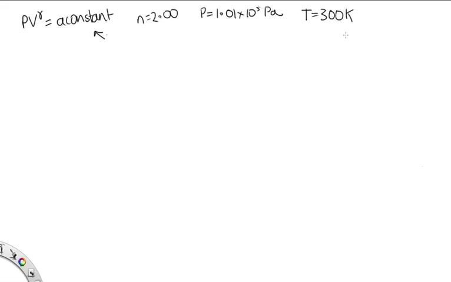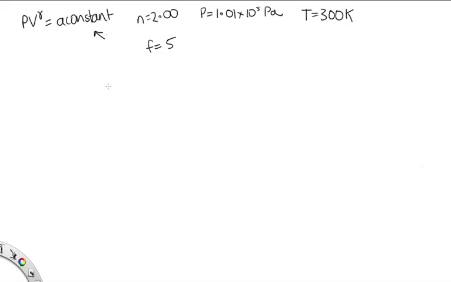Okay, so we've got PV to the gamma is equal to a constant, and we have to find out what this is. We're told the number of moles is equal to 2.00. The pressure is 1 atmosphere, which we can write as 1.01 times 10 to the 5 pascals. And the temperature is 300 kelvins. We're told it's diatomic and it rotates but does not oscillate, which tells us that F is equal to 5. 3 translational degrees of freedom plus 2 rotational.